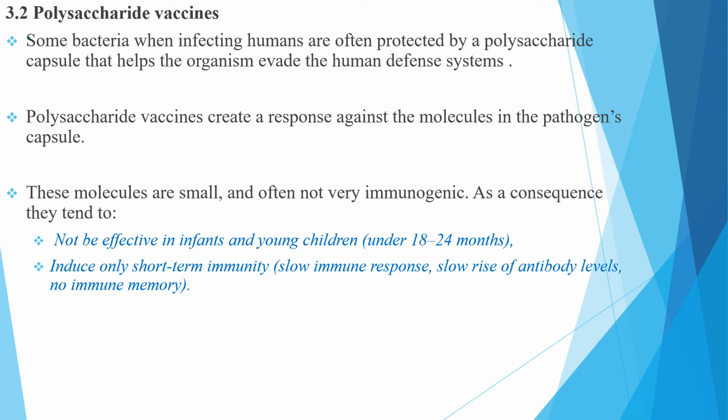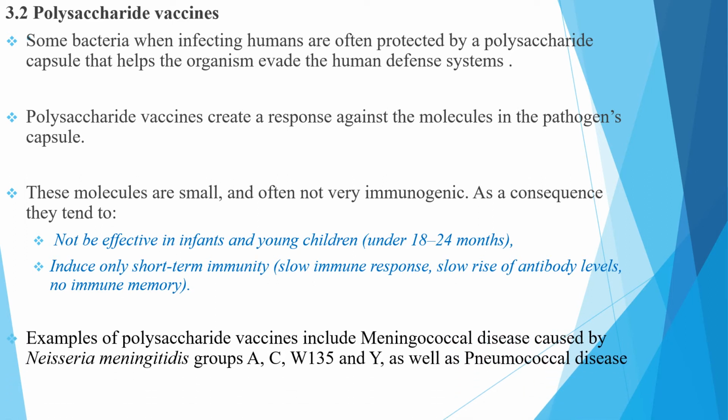As a consequence, they tend to not be effective in infants and young children, and they might induce only short-term immunity, slow immune response, slow rise of antibody levels, and no immune memory. Examples of polysaccharide vaccines include meningococcal disease caused by Neisseria meningitidis groups A, C, W135, and Y, as well as pneumococcal disease.